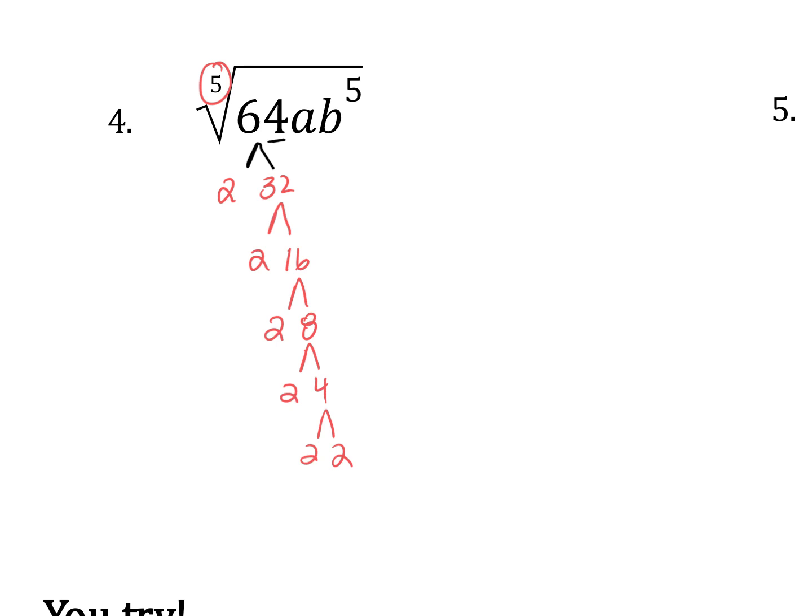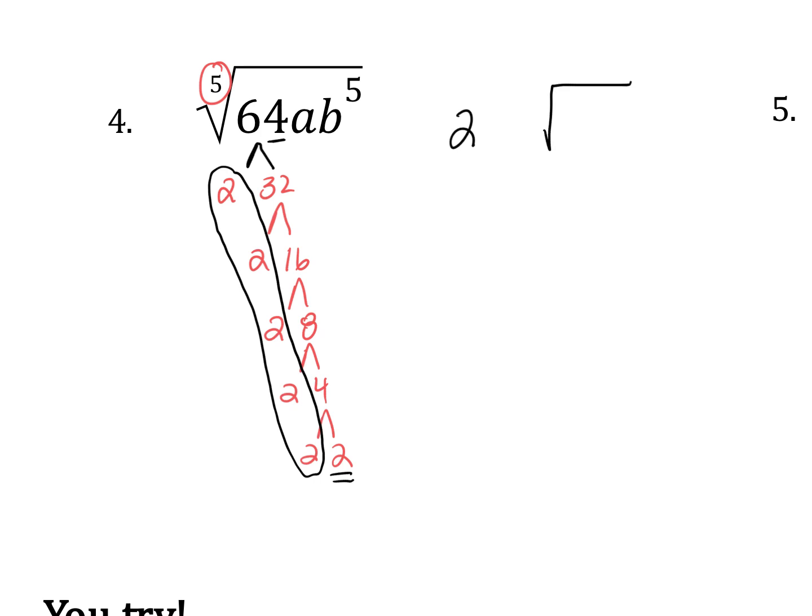Okay, so now I'm looking for 5. Let's see, I've got 1, 2, 3, 4, 5 right here, and I've got 2 left over. So I have one group of 2 that comes outside. I'm going to leave myself a little bit of room, and I've got 2 inside. I'm looking at my a, and I automatically know there's no a that can, I don't have 5 a's, so that's going to stay inside. And my b, oh, look at that. I have 5 of them, so I automatically know I'm just going to bring a whole group out. So this is my final answer: 2b times the 5th root of 2a. Oh, look what I forgot, the 5th root of 2a.